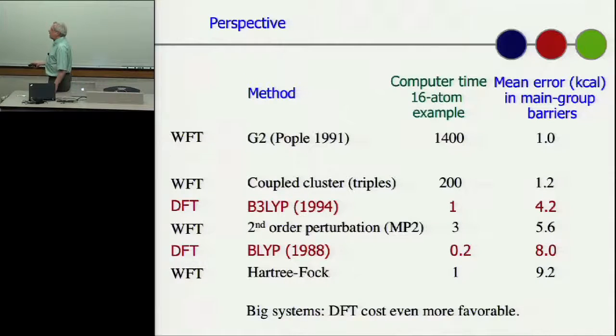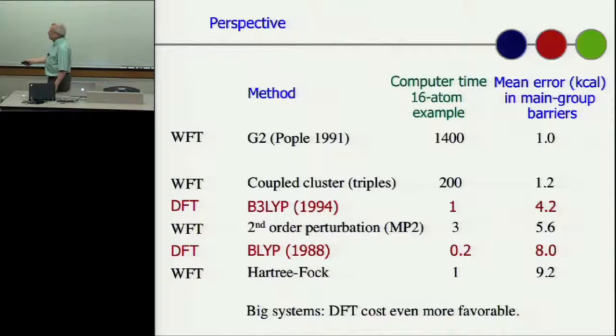So here's Hartree-Fock, that's the simplest wave function theory. Here's BLYP, that's one of the simpler density functional theories. So I normalized Hartree-Fock to be 1 unit of computer time. Density functional theory at a very simple level is even faster. Here's second-order perturbation theory in wave function theory. So we're starting to get more accurate barriers.